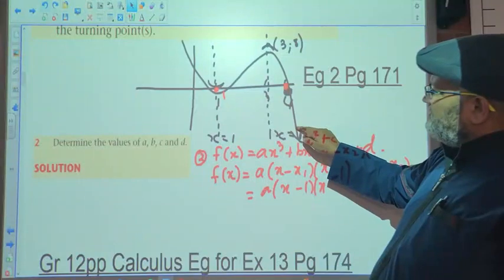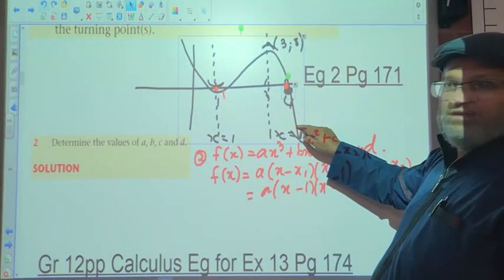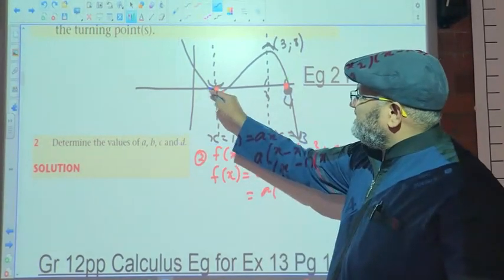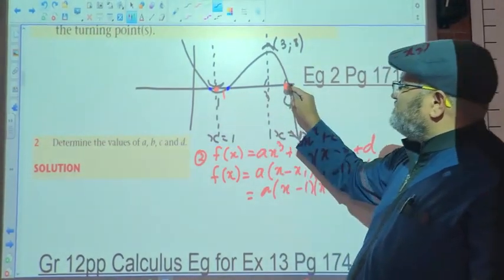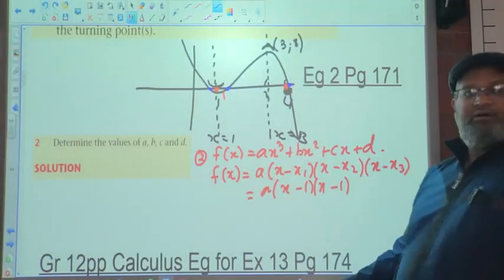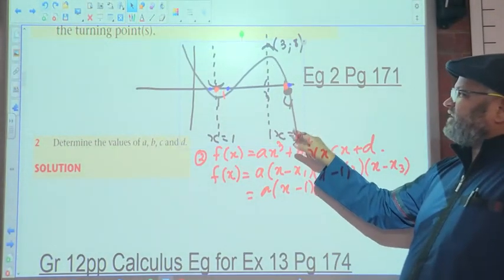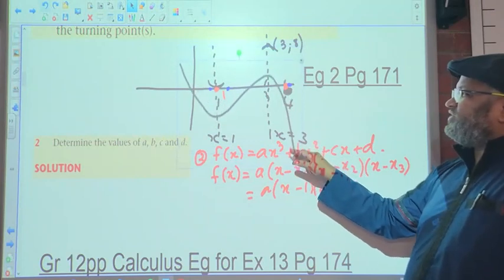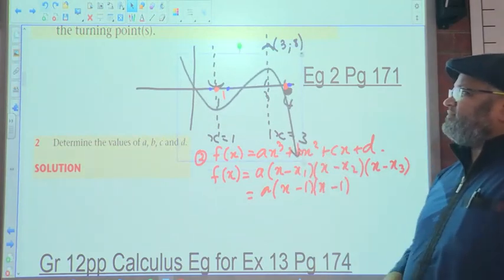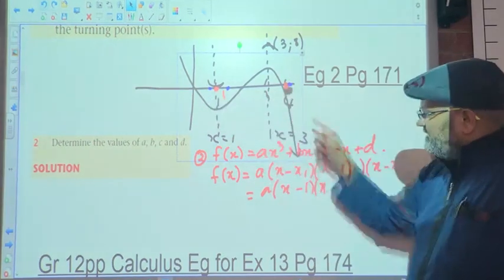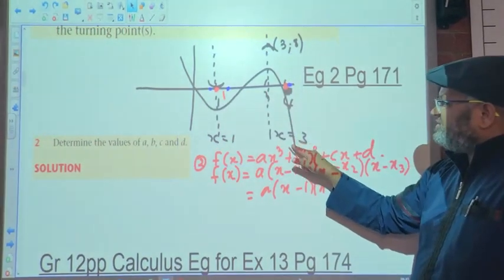Let's take this down. How many factors do you see? No, it's 3. The solutions, you have 3 solutions. When I talk about factors or solutions, it cuts your x-axis. How many solutions are there? 1, 2, 3.